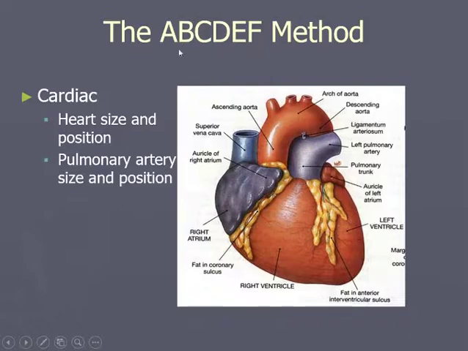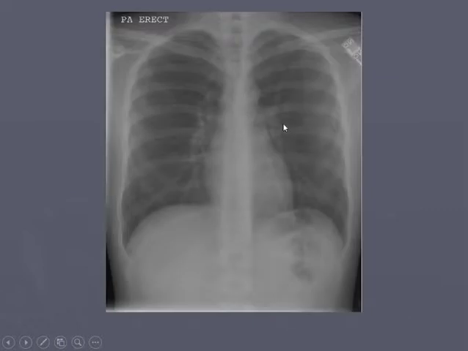C for our ABCDEF method is cardiac. We need to recognize the heart size and position, and we also need to recognize the size and position of the pulmonary arteries. So looking at our chest x-ray, we can see that the heart shadow is here. And we see our pulmonary arteries. There's the left one, there's the right one. And you can see where the arteries branch off.